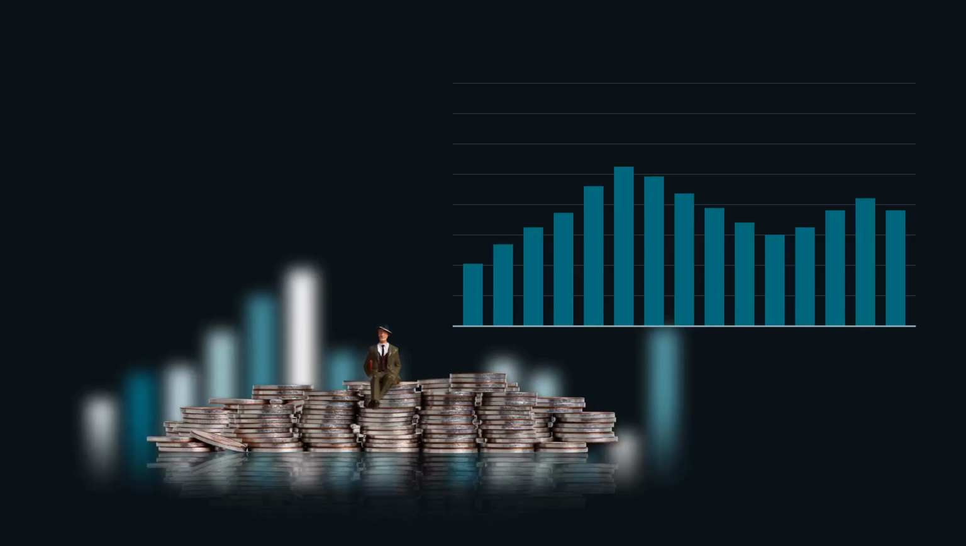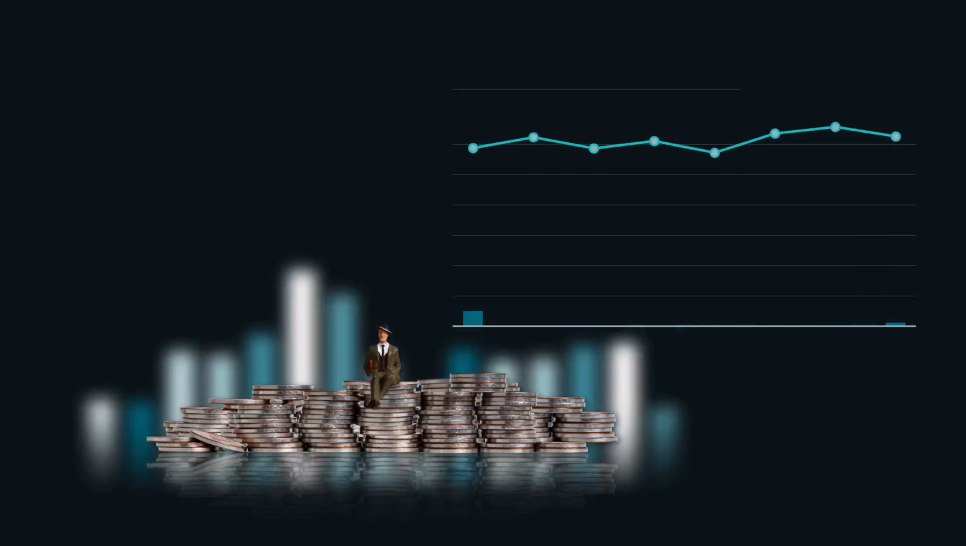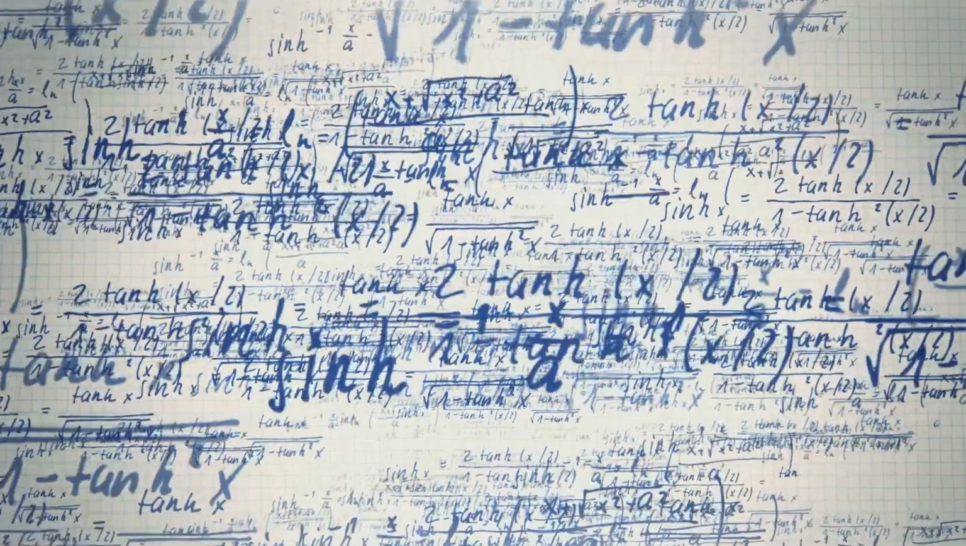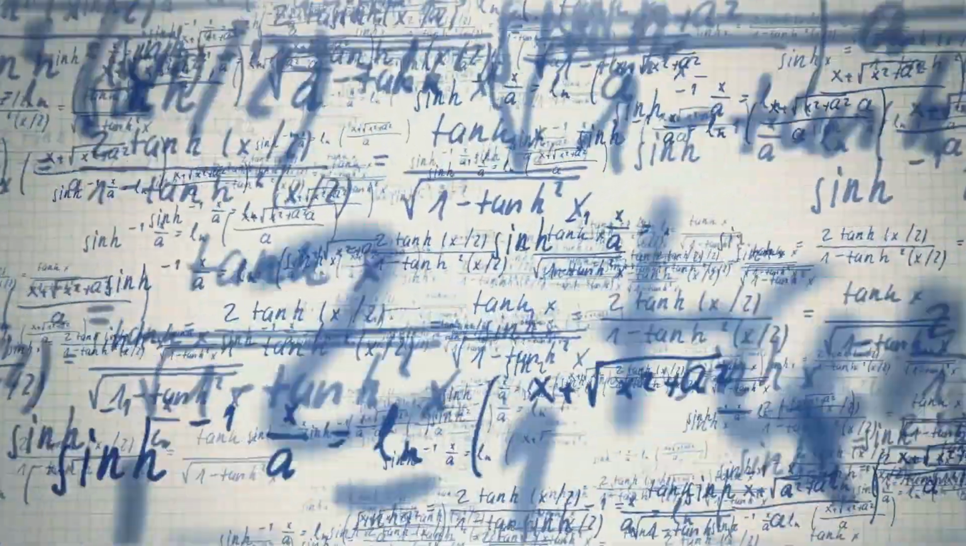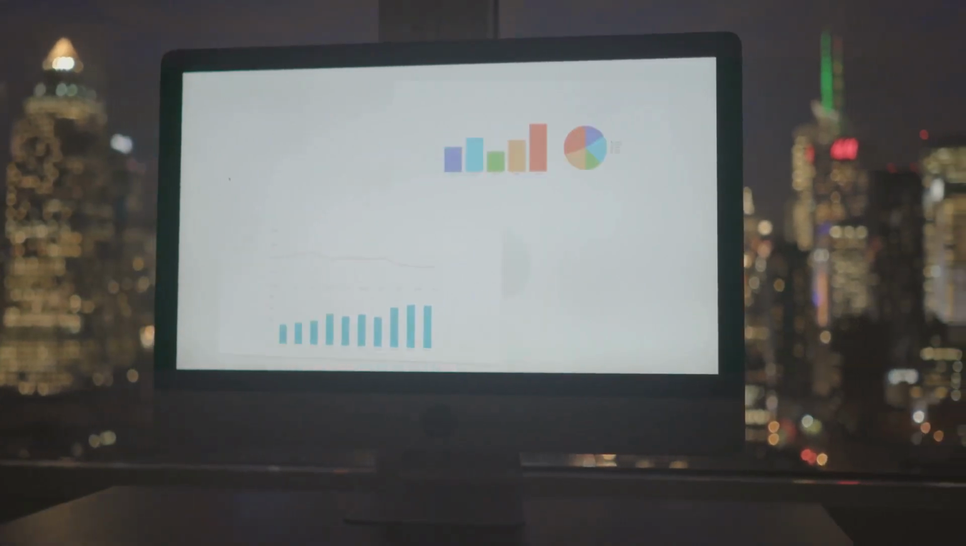Let's break it down. Say you're comparing two groups, but don't know if your data is normally distributed. You can use the Mann-Whitney U-test, a non-parametric alternative to the t-test. It ranks your data and compares the ranks between groups.